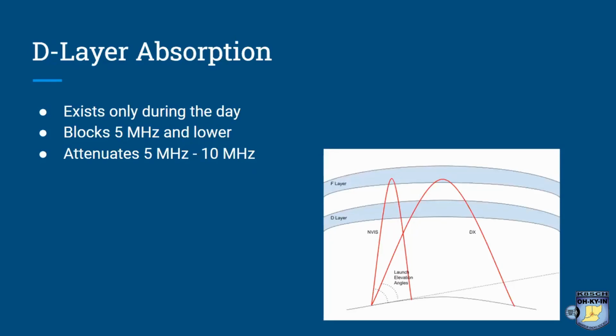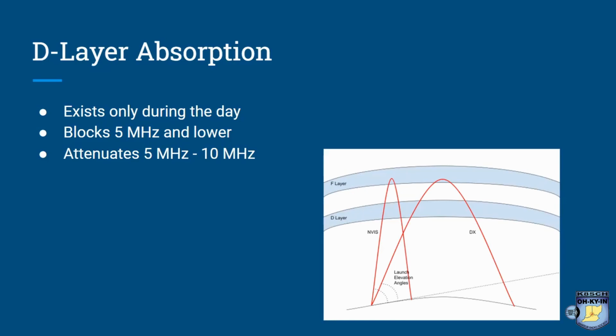The D layer absorbs. It exists only during the day. It disappears very quickly at night. And that's one of those things, if you're working Field Day, a really good example is the QSO parties. If you work the Ohio QSO Party, all of a sudden you start hearing all these stations appearing again because the D layer, as the sun goes down, disappears, it dissolves. It doesn't have enough UV to maintain itself.